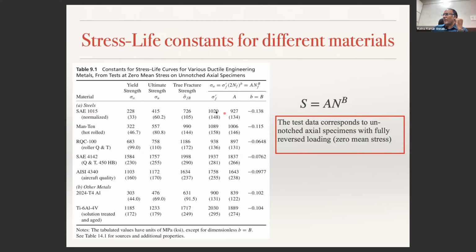So we can use these values A and B, because there are two ways that you can represent the data. You can write sigma A or S is equal to A N power B, or sigma F dash into 2 NF power B, depending upon how you are choosing. This is a similar model where A is equal to sigma F dash times 2 power B. It is just a rewriting of the equation. So we mostly use A N power B, with the A value and B value in consistent units. Okay. Any questions here?